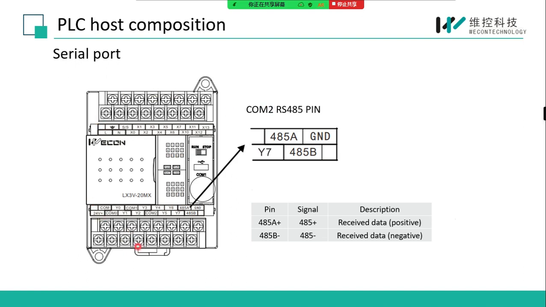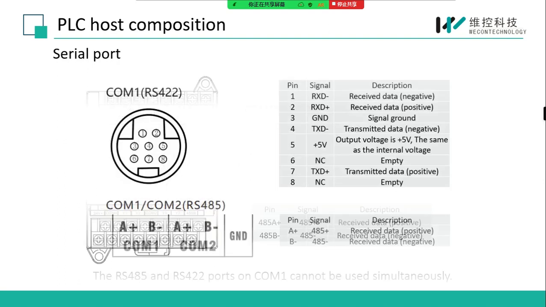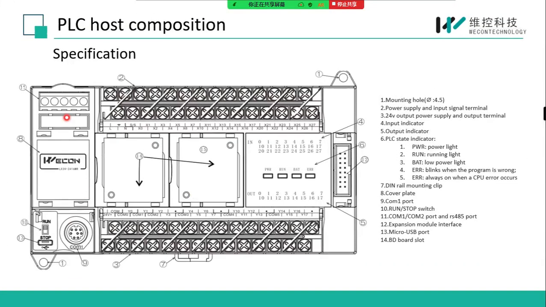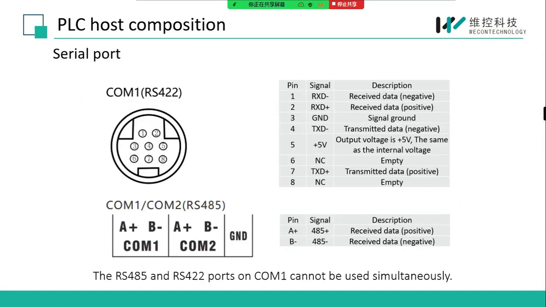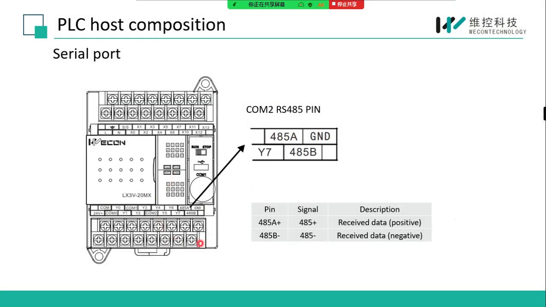And here for the small input and output terminal PLCs, they don't have two RS485 ports like this one. This has two, and the smaller PLC has just one, and this is COM2. COM1 is still for RS422.